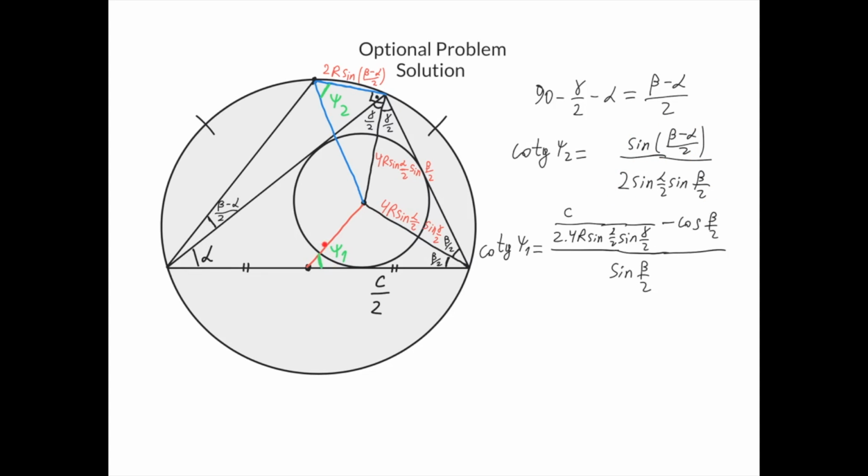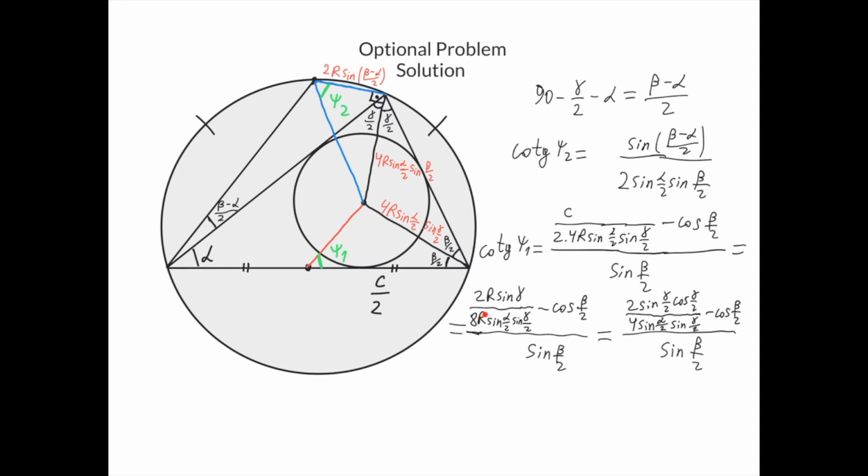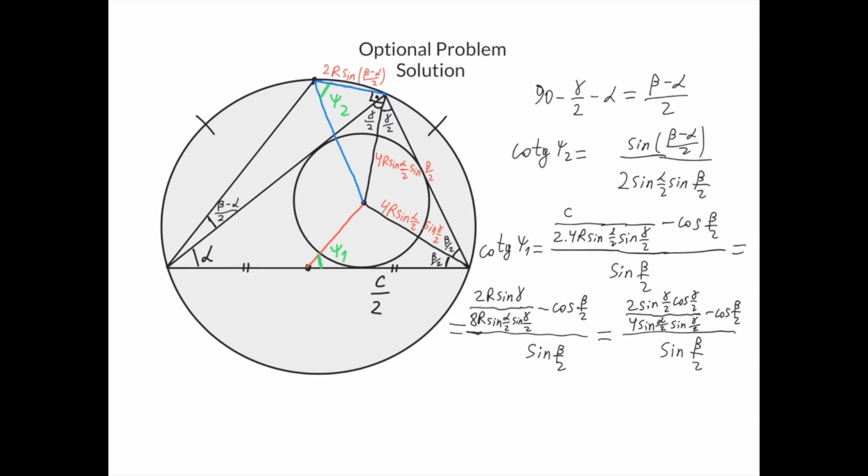For cotangent of psi 1, we know that it equals c divided by 2 divided by this side, 4r sine alpha over 2 sine gamma over 2, which is written here, and then minus cosine of beta over 2 divided by sine of beta over 2. We can replace c with 2 times r sine of gamma, and we get this expression. We can cancel out the 2r here, and we can substitute sine gamma with 2 times sine gamma over 2 cosine gamma over 2. And then we can cancel out sine of gamma over 2 and sine of gamma over 2, and one of the 2's here, and then we get cosine of gamma over 2 divided by 2 sine of alpha over 2 minus cosine beta over 2 divided by sine of beta over 2.